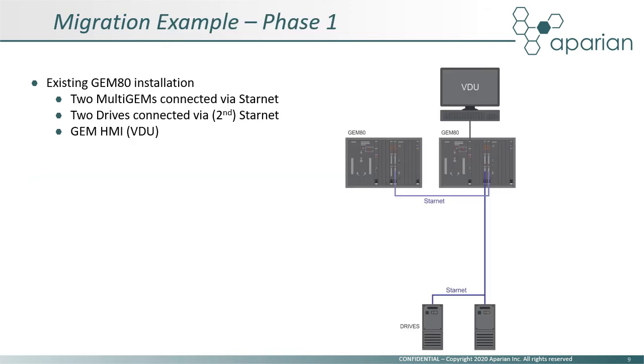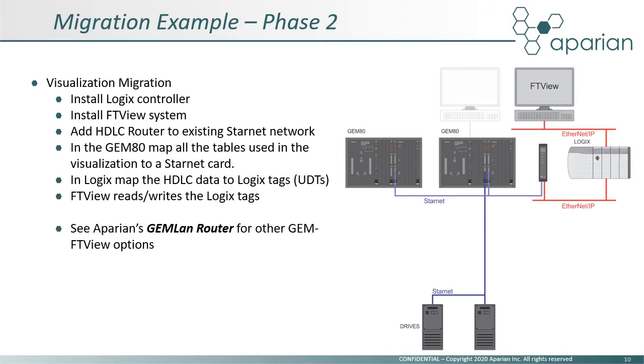In the original phase of the migration example, the current legacy system is operating with the GEM80 controller communicating with drives over the StarNet or HDLC network, as well as the existing HMI. In phase 2 of the migration, the HDLC router can be used to connect a Logix controller to the GEM80 PLC. This will allow the user to remove the legacy HMI and replace it with FTView. The HDLC router will in turn allow the Logix controller to read and write data to the GEM80 controller via the StarNet card.